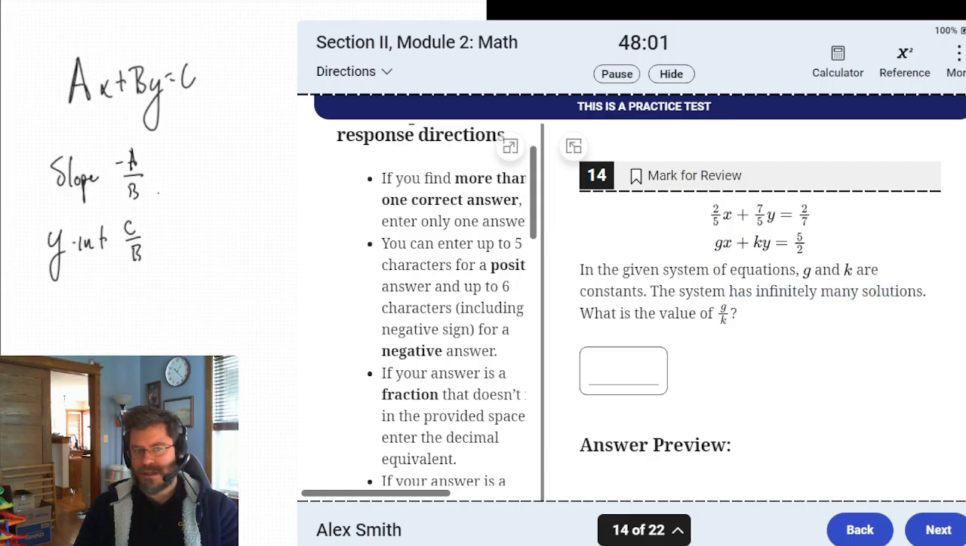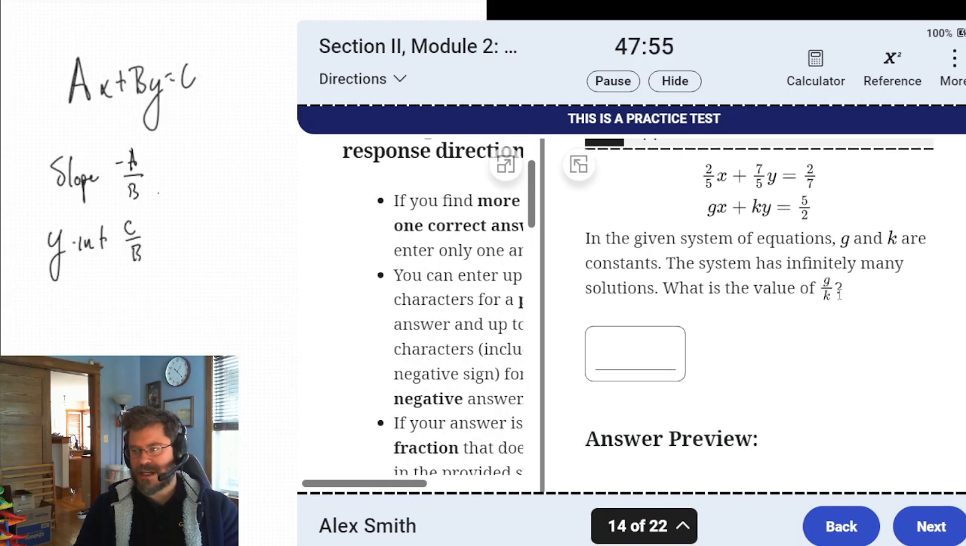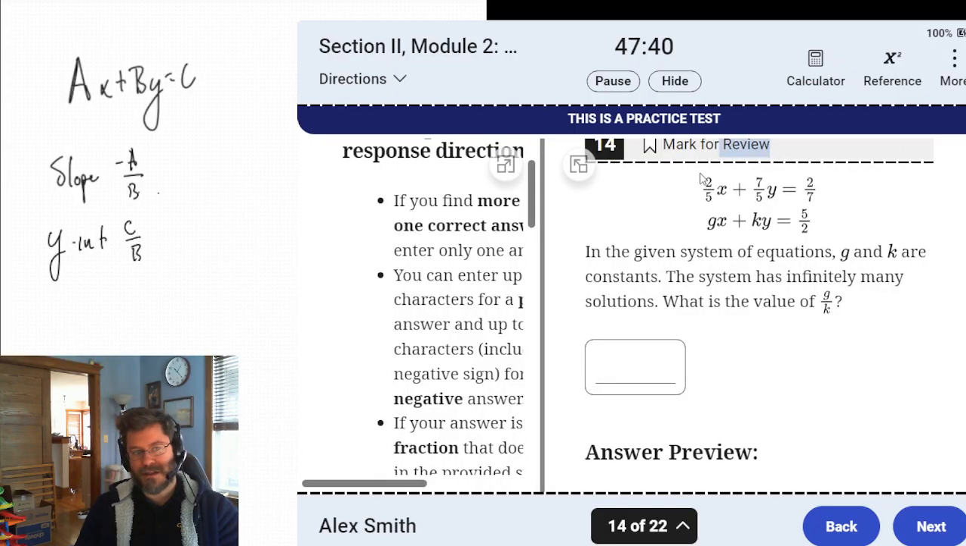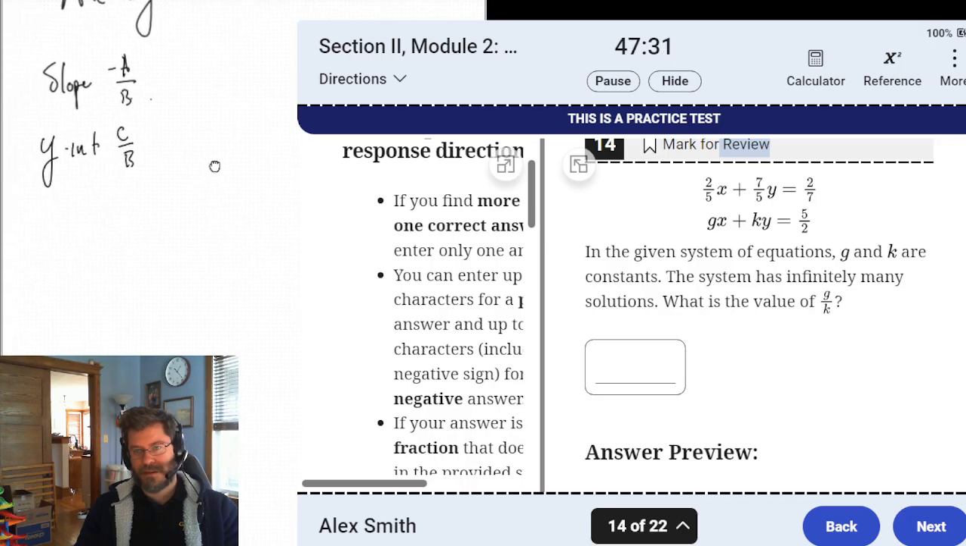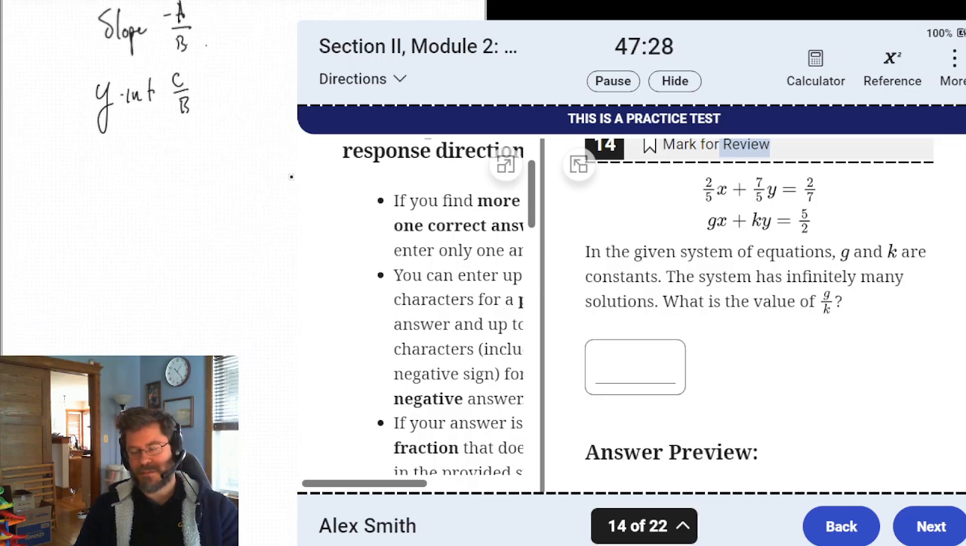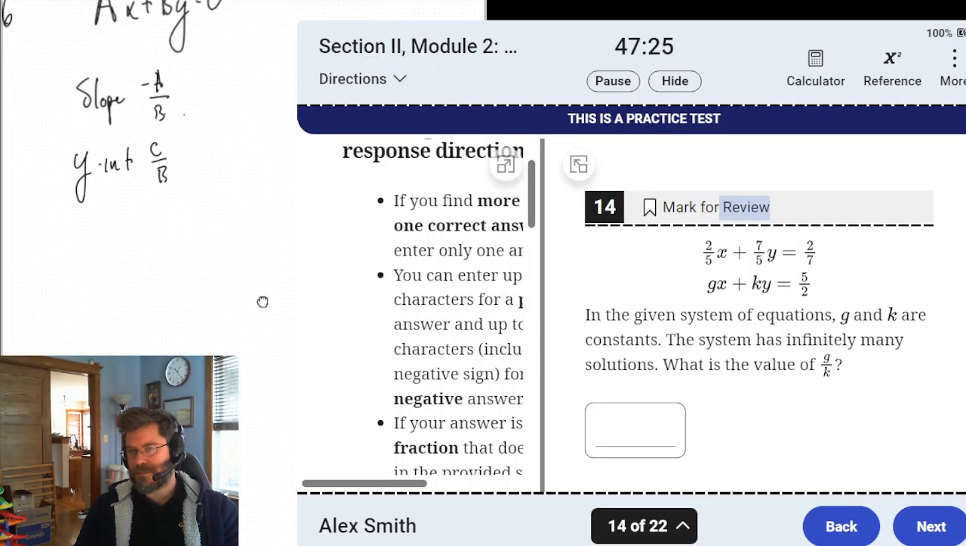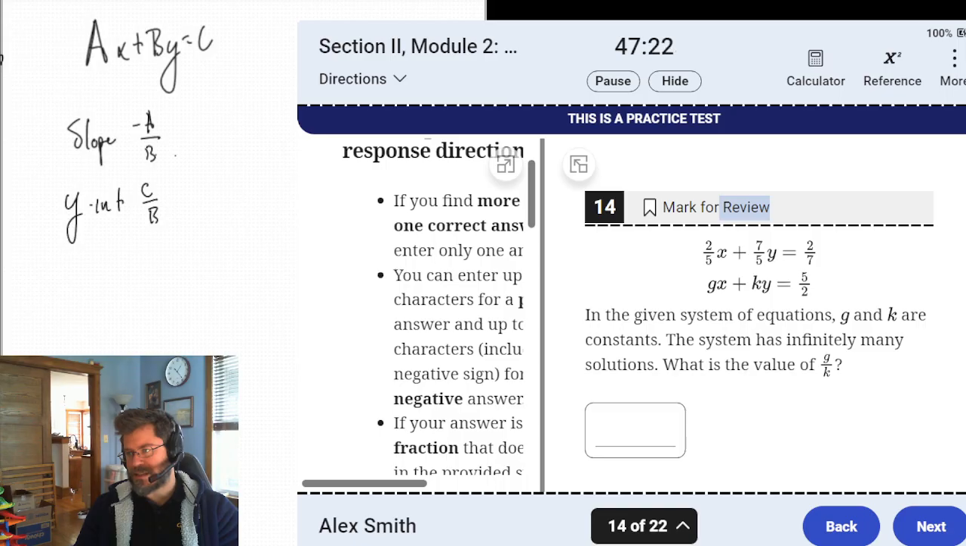They gave us the number here, 2/7 and 5/2. That I don't think is going to be useful for us. They're asking for g over k though. Notice that that follows the same pattern as our slope equation. G here is corresponding to a, k is corresponding to b. So if I just get these terms over each other, 2/5 and 7/5, that should be equal to g over k. So they should be equal, I believe. I might need to do some shenanigans with scaling this up appropriately, because this number here is not the same.